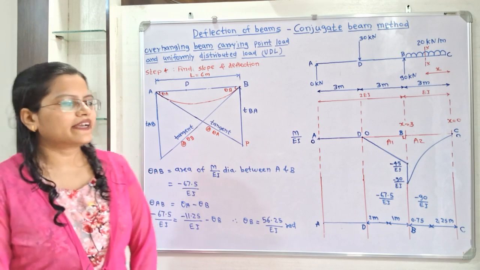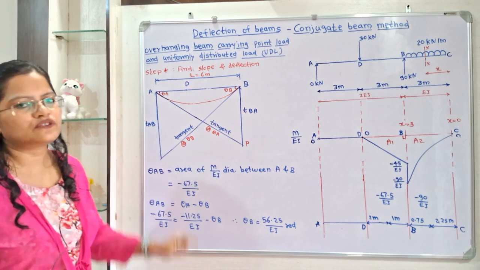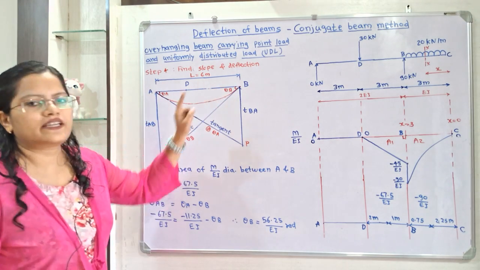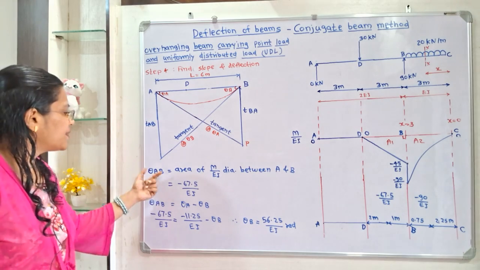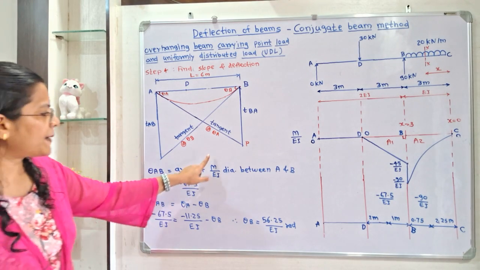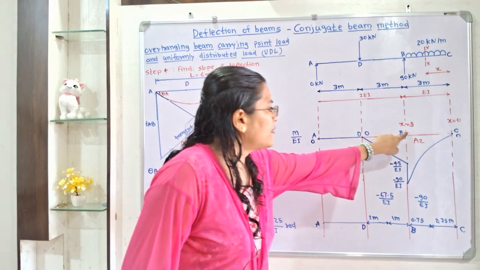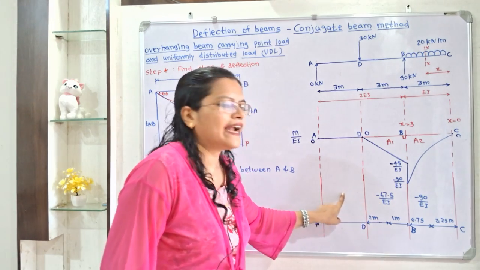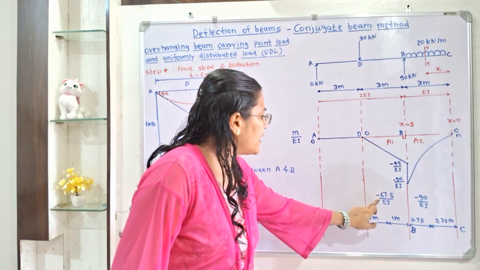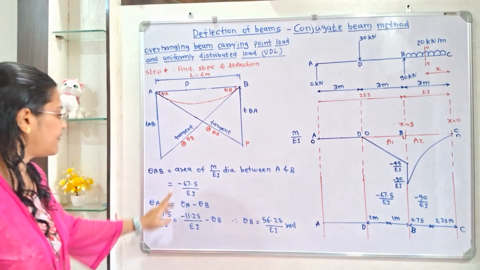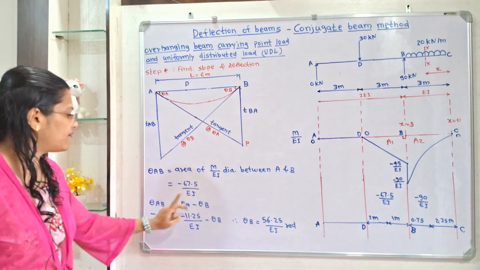If we observe the diagram, in between theta A and theta B, the value of theta A is known. So how to calculate this theta B? For that we will find out theta AB, and theta AB is equal to the area of the M by EI diagram between A and B. So in between A and B we have to take the addition of the areas. There is only one area in between A and B, and it is minus 67.5 by EI. So the value of theta AB is minus 67.5 by EI.